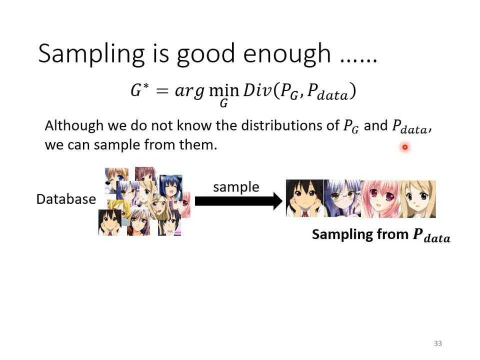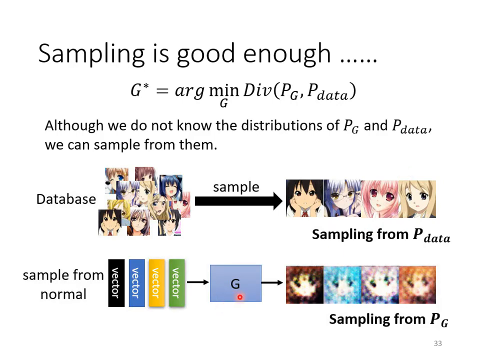So how do we create samples of the distribution from the real data? The method is very simple. Just randomly take any stuff from your database, and you can obtain P data. How about the generator? We can generate some sample vectors from the normal distribution and feed them into the generator.